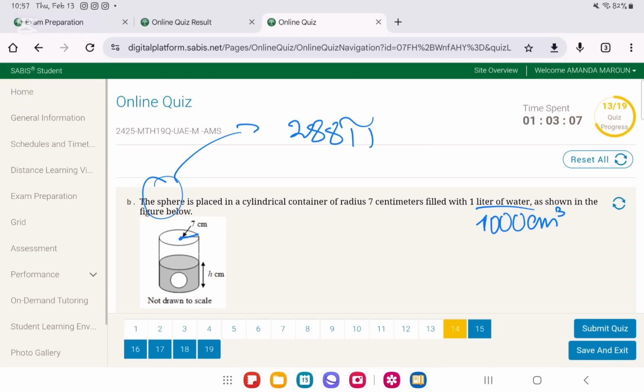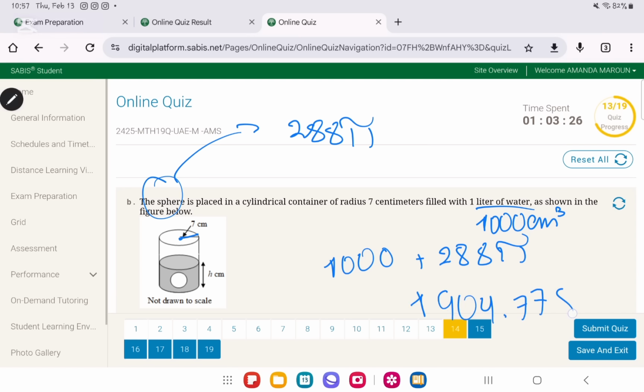Very simply, what we're going to do is find the total volume of the liquid. Okay, so it's going to be 1,000 centimeters cubed plus 288 pi. If you put it on the calculator, you are going to get 1904.778684. Okay, on the calculator.